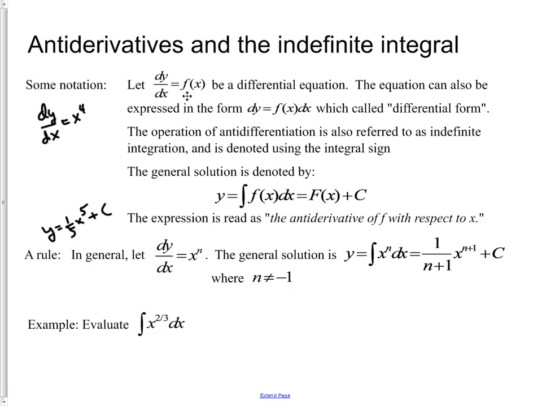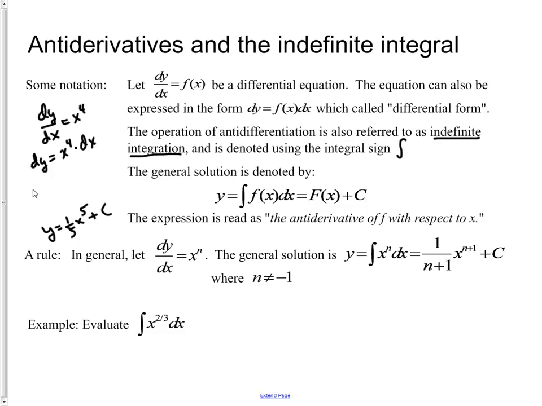If we say that dy dx equals some function f of x, and that's our differential equation, we can express this equation in something called a differential form. And in the differential form, we isolate dy to one side of the equation and say, well, this is the same thing as dy equals x to the fourth times dx. And so we want to look for some operation. We call this operation antidifferentiation, and it's referred to sometimes as an indefinite integral or indefinite integration. And we denote it using an integral sign which looks like this elongated S. We'll talk about why that elongated S is important in a few units down the line.